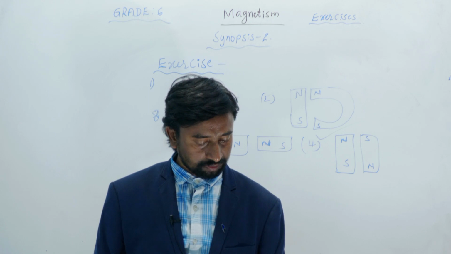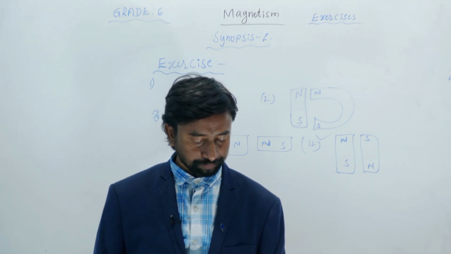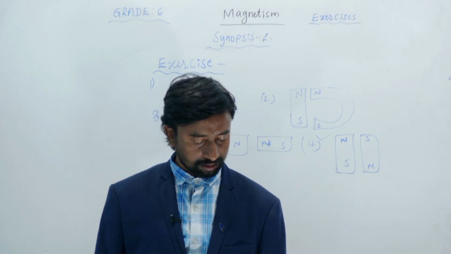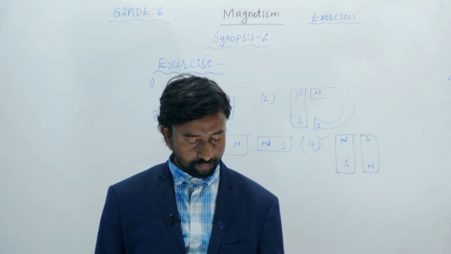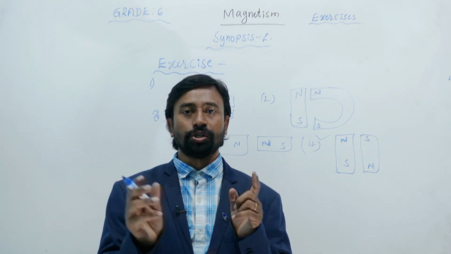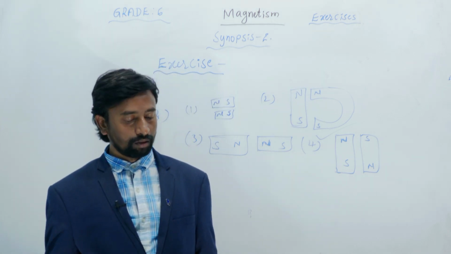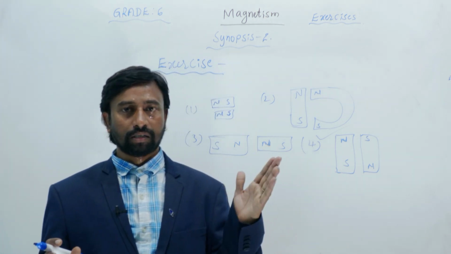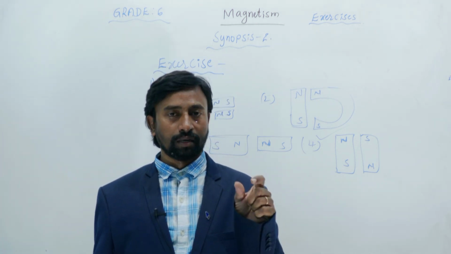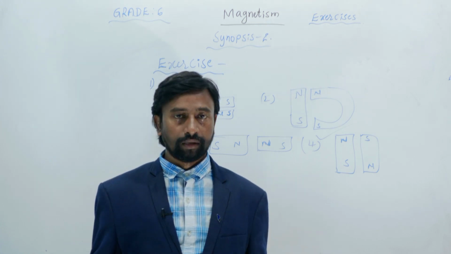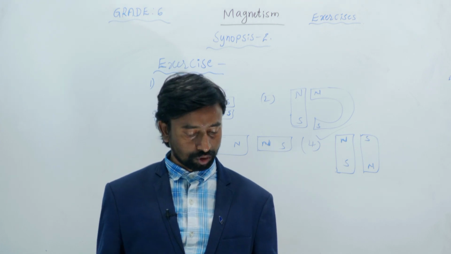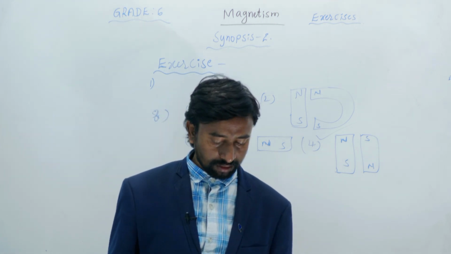So which one does not show poles correctly? It is the third one. In the ring-shaped magnet, it does not show particular poles. In the cylindrical magnet, one side is the north pole and the other side is the south pole. In the horseshoe magnet also, one side is the north pole and the other side is the south pole. And in the bar magnet, the cuboid shape, one side is the north pole and the other side is the south pole.